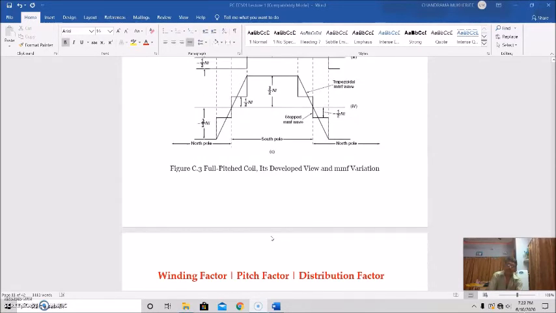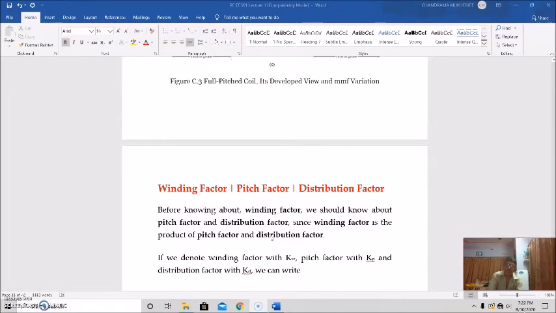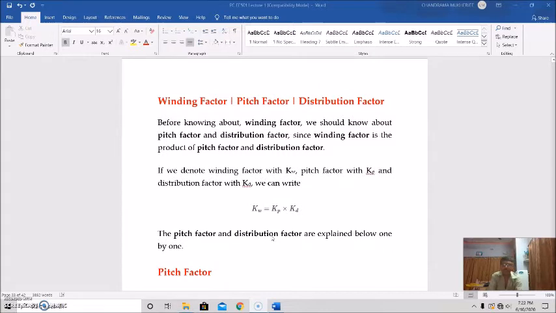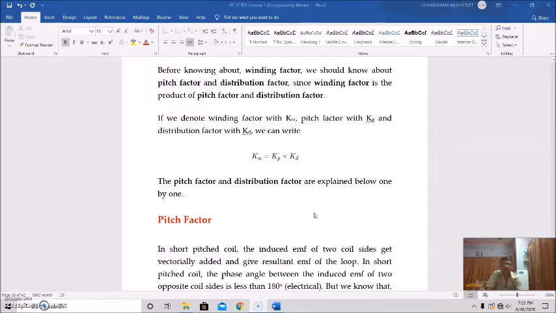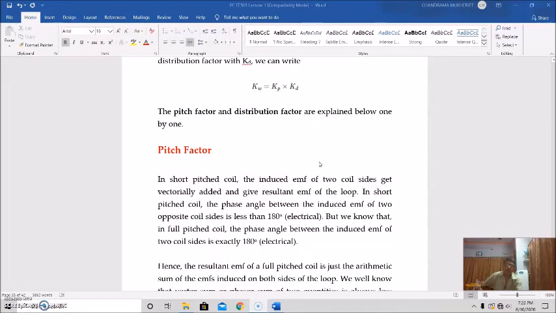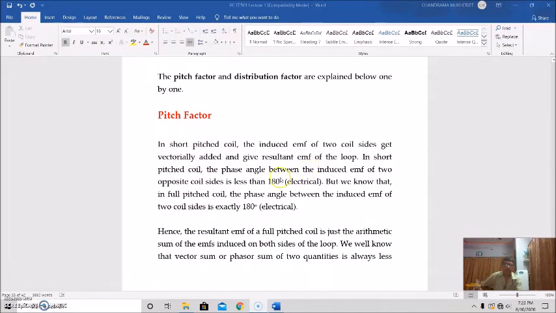Now we'll come to the next topic of discussion, that is winding factor. Before talking about the winding factor, we must know what the pitch factor or coil factor is and what the distribution factor is. Then we get the winding factor, which is nothing but the product of these two factors. If we denote winding factor as Kw, pitch factor as Kp and distribution factor as Kd, then the winding factor will be the product of Kp and Kd. So let us discuss pitch factor and distribution factor.